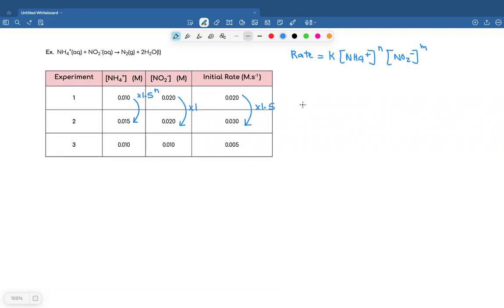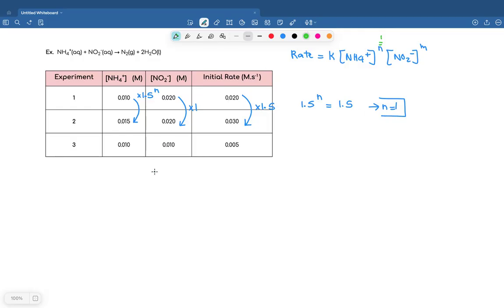Now we can solve that equation: 1.5 to the power of n equals 1.5. This way we can solve for n, which is the order of reaction with respect to NH4+, and we see that it is equal to 1. So now I know my n is 1.